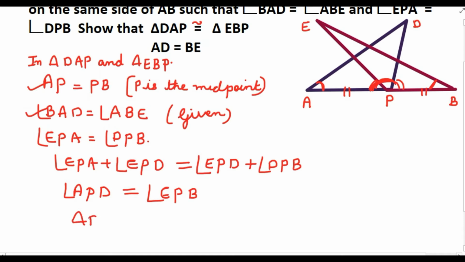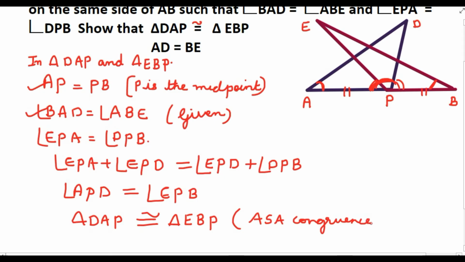Therefore, we can say that triangle DAP is congruent to triangle EBP by ASA congruence rule. In the same way we can say that AD equal to BE, since they are corresponding parts of the congruent triangles. So find out the two triangles first, then find out the corresponding sides and then use any of the congruence rules. Easily you can prove that the triangles are congruent.